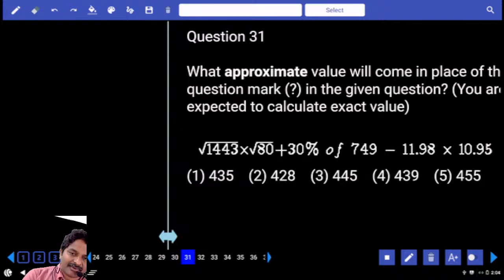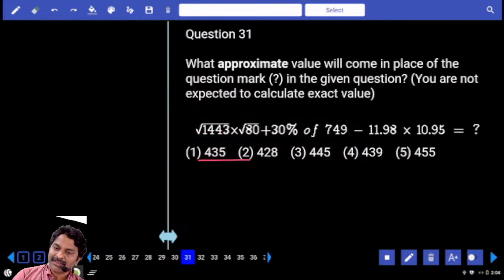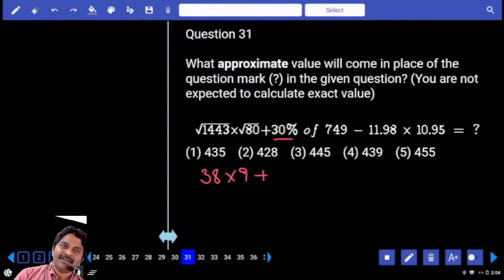Question number 31 onwards, we have approximation, so we'll continue. Under root of 1443, nearest number, 38 into under root of 89. Let's write the number. 30%, 3 times of 10%, right? 3 times of, what is 10% of this number? 75 minus 12 into 11.